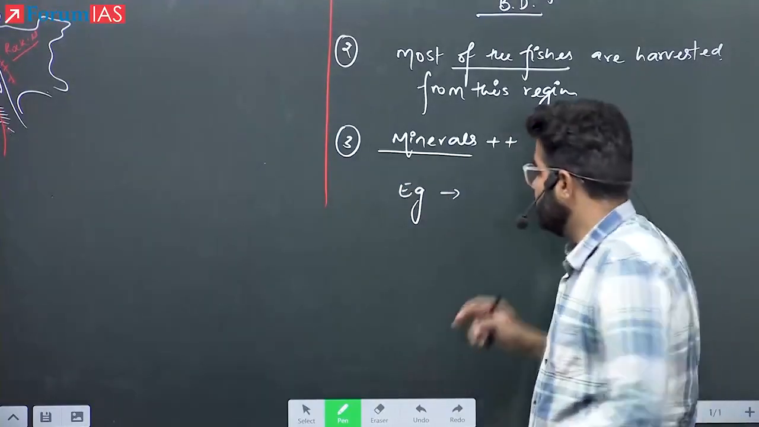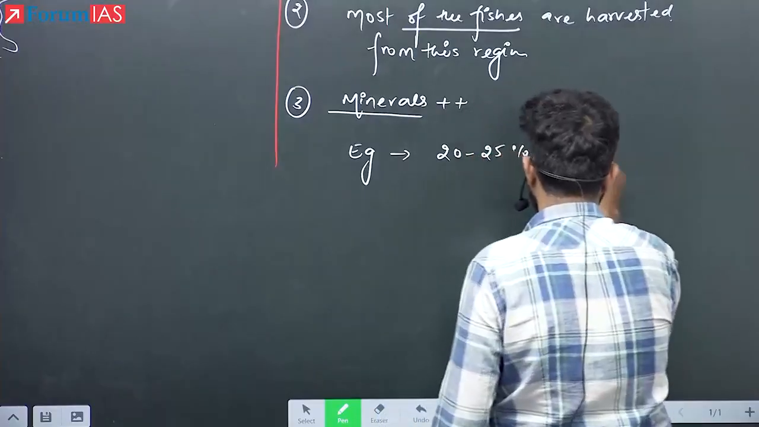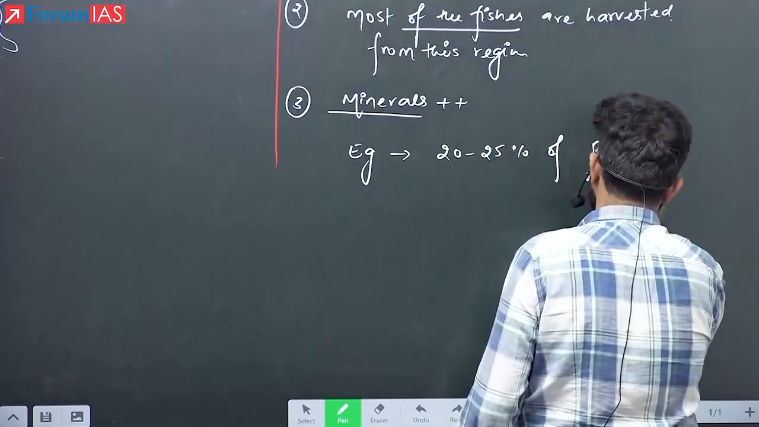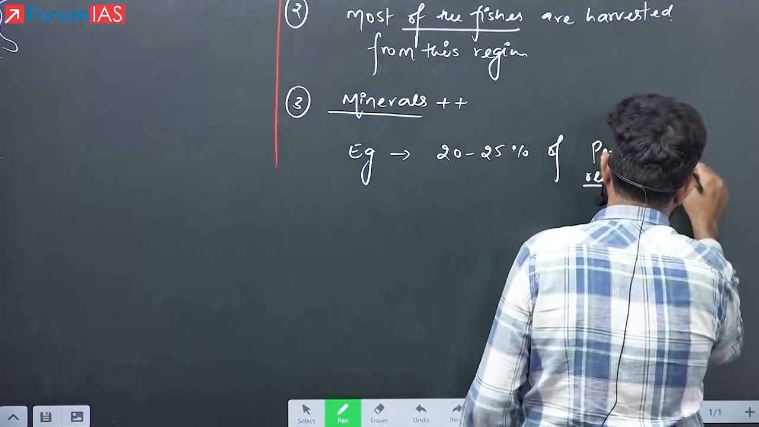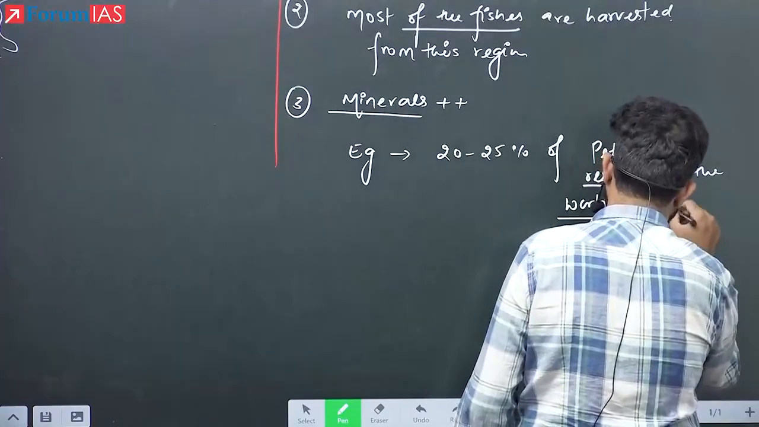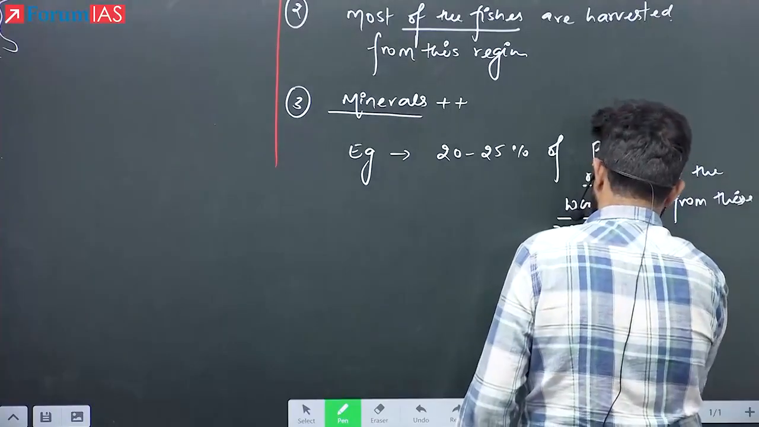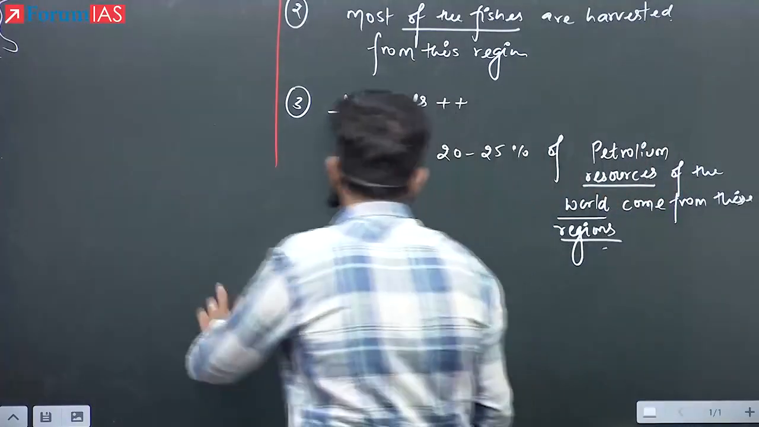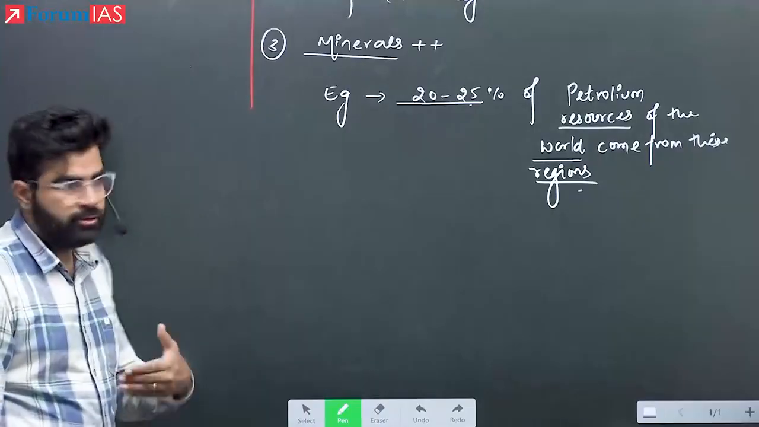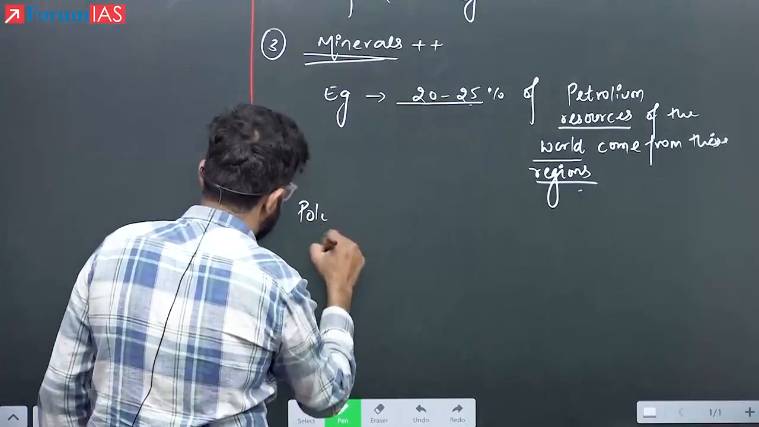Taken near the Bombay. So here you can write down that around 20 to 25% of petroleum resources of the world come from this region. Second, in the minerals only, or if you are writing in the mains, you can also separate this point. The fourth point I am writing is the polymetallic nodules.